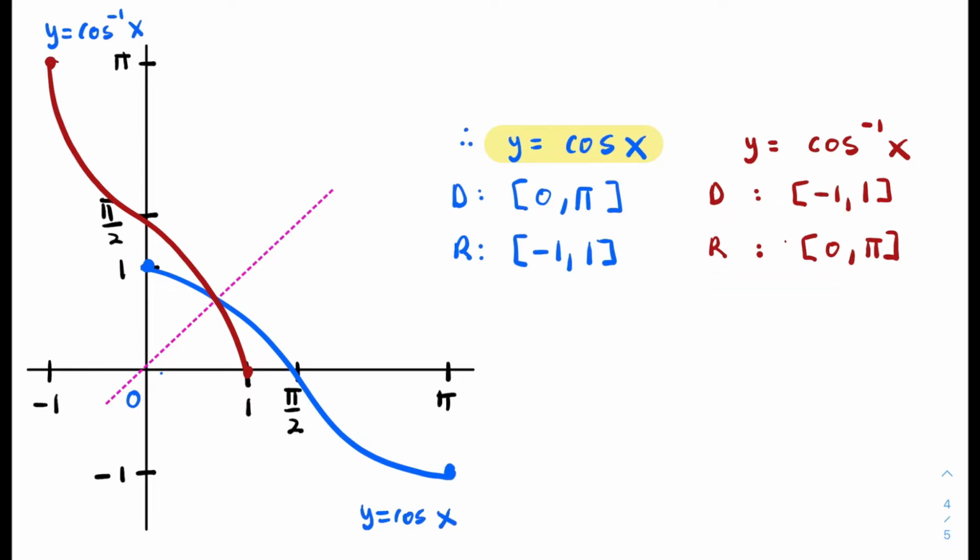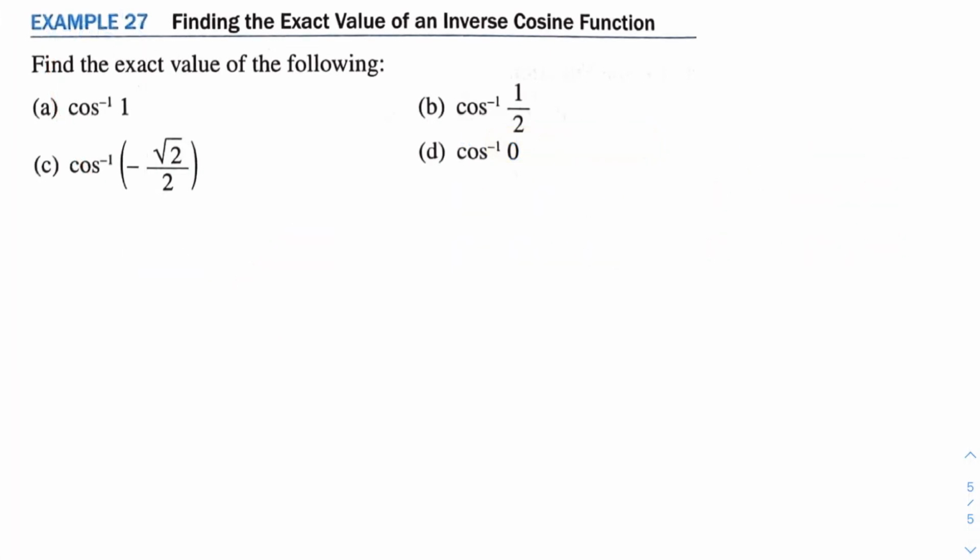Now, let's look at the example. This is example 27 on page 76, if I'm not mistaken. They ask you to find the exact value of the following: A, B, C and D. Let's go through them one by one.